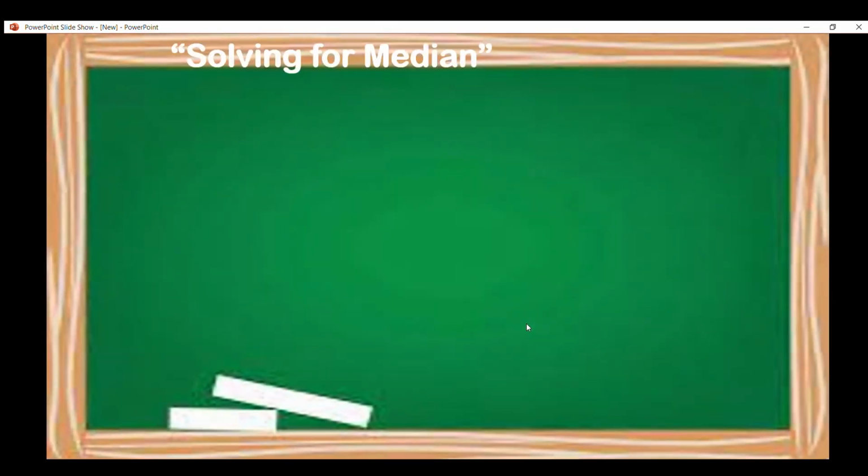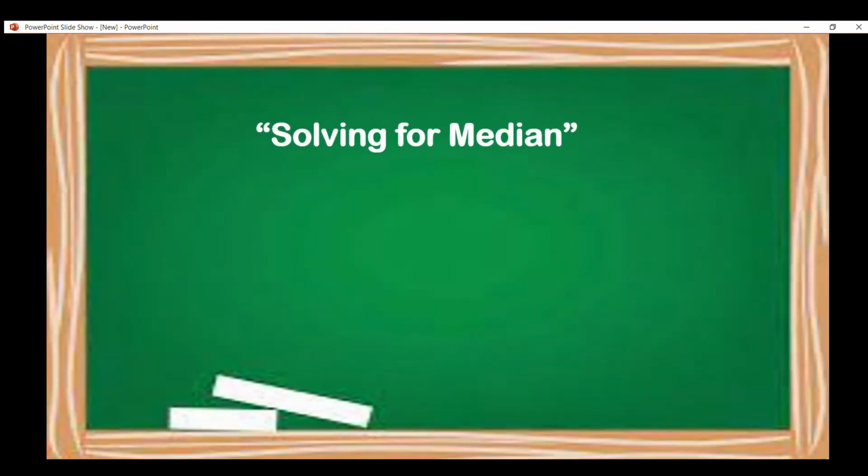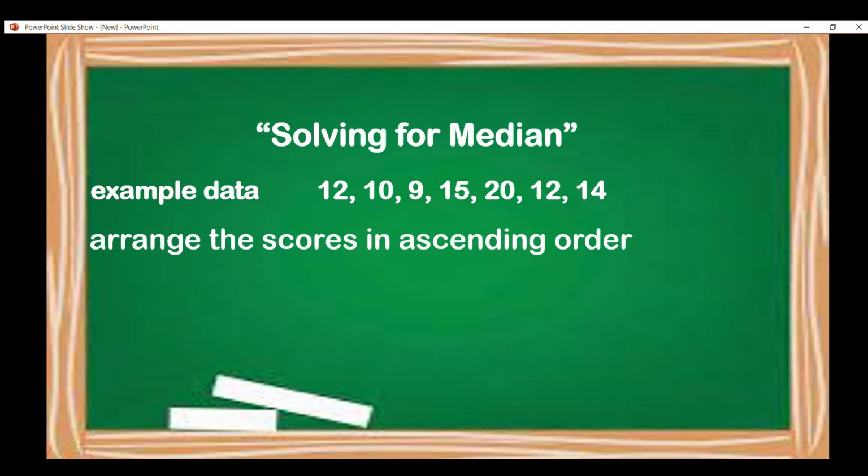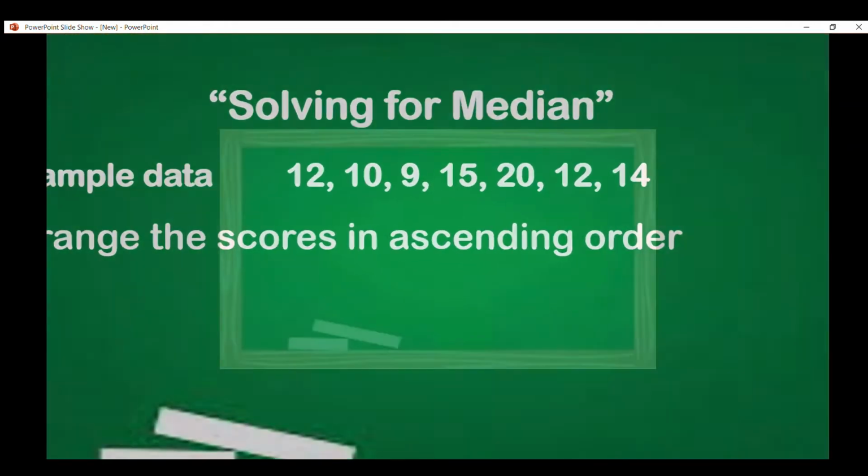Okay, now let's go to solving for the median. The example data used above is 12, 10, 9, 15, 20, 12, 14, but this time you are asked to solve for the median. How do we solve for the median? What is the most important step before we solve? Arrange the scores in ascending order. Again, arrange the scores in ascending order. That's the most important thing to do before you can get the median.